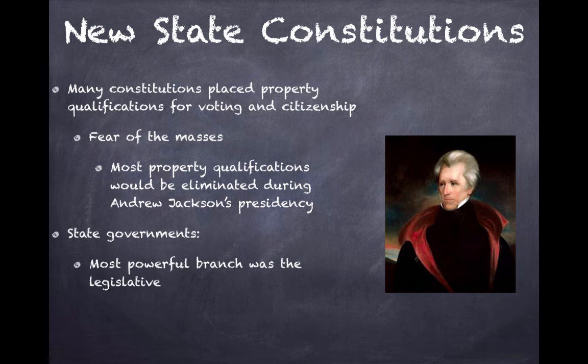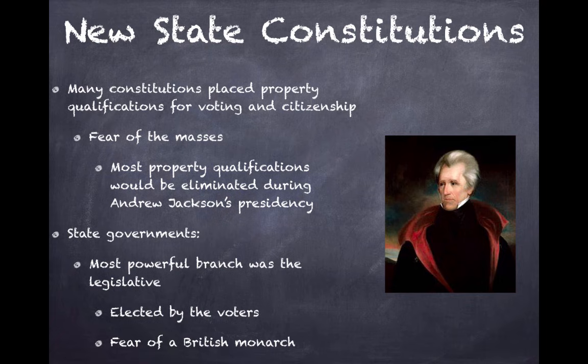State governments were set up so that the most powerful branch was the legislative. So again, this fear of an executive, like a monarch, like King George III, and they were elected by the voters. And again, I can't stress enough during this time, there's such a fear of the British monarch that state governments and even the federal government are designed to have a very weak executive branch.